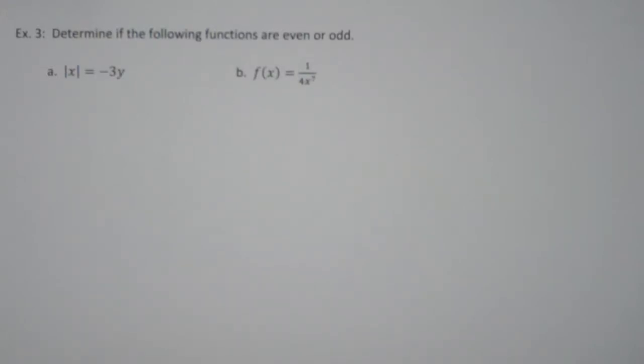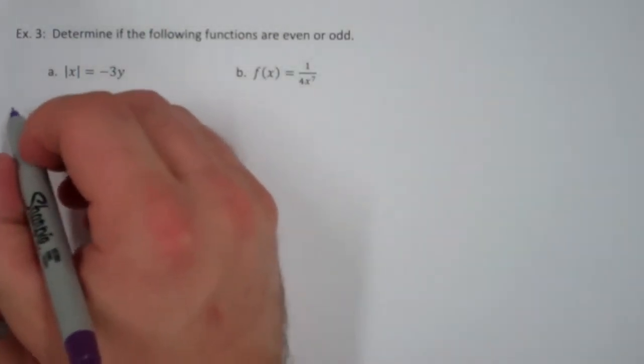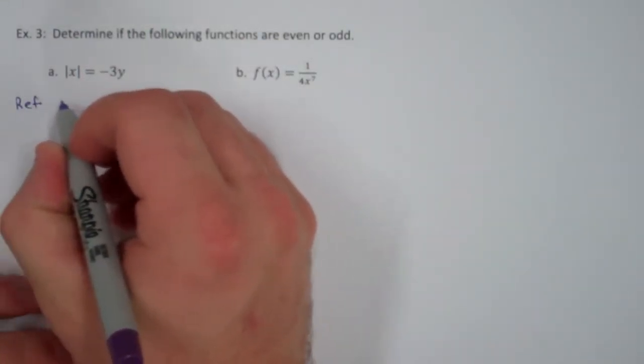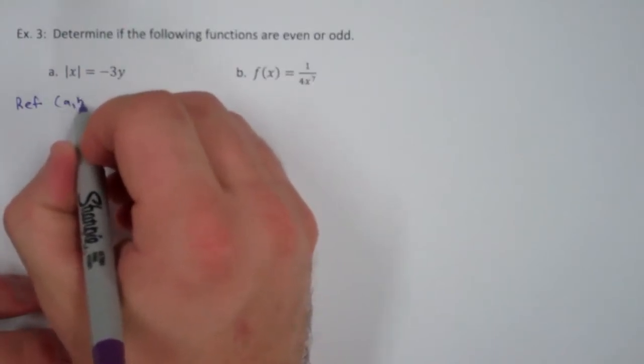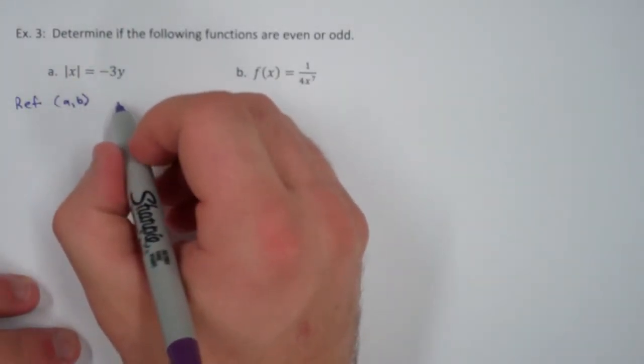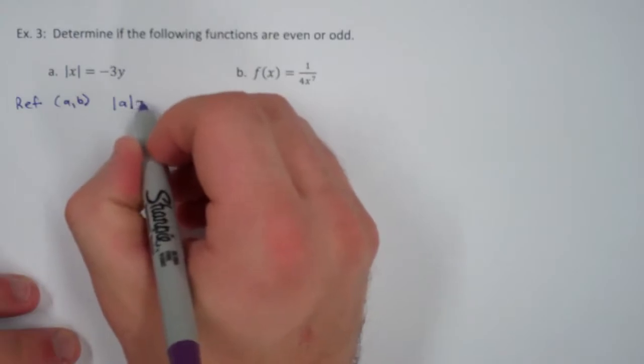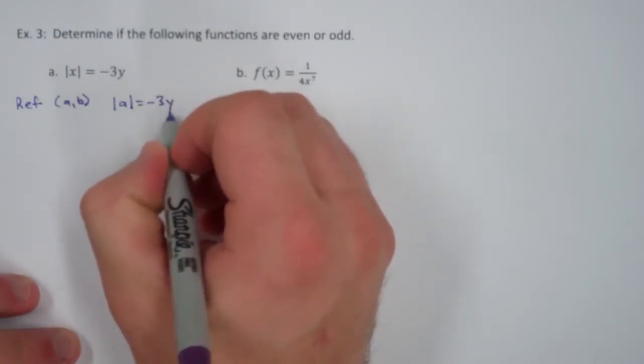We're going to determine if the following functions are even or odd here in example 3. Let's do a reference equation. We're going to do this algebraically. So the reference is (a, b), and that'll be the absolute value of a is equal to negative 3y.